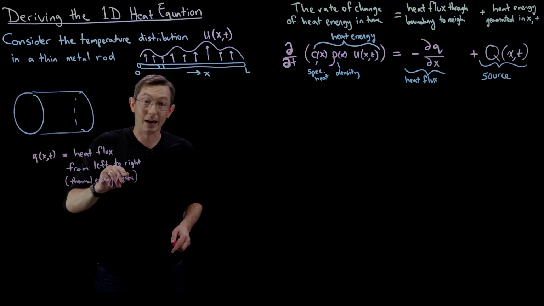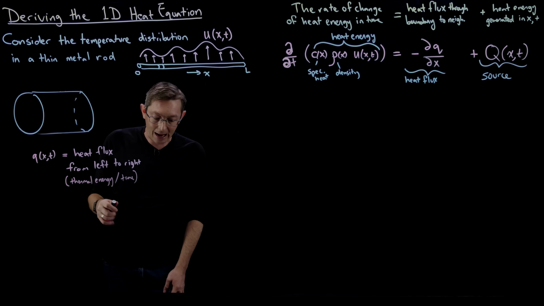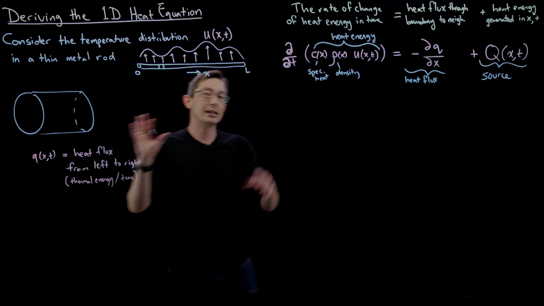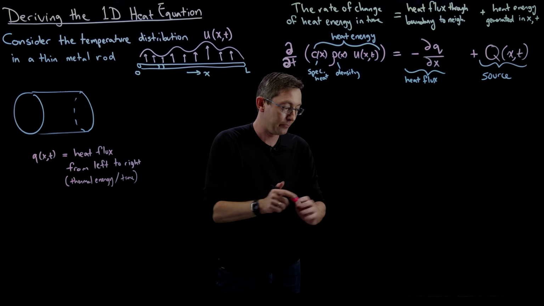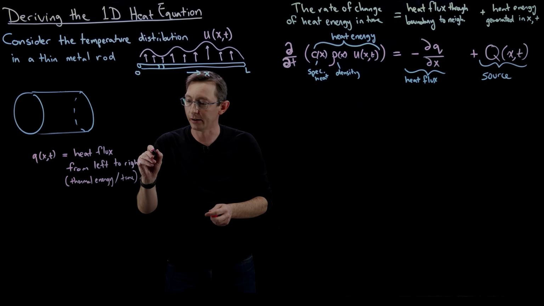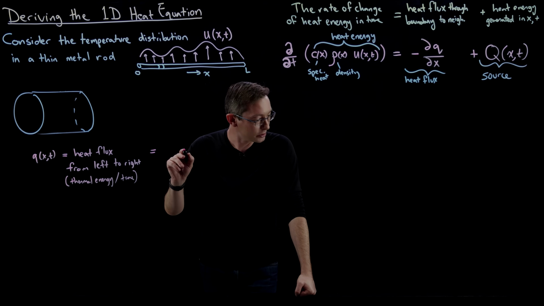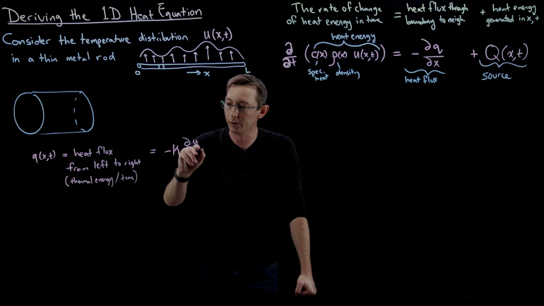And this has the units of thermal energy per time. That's what this heat flux is. And we will figure out what this Q is using Fourier's law of heat conduction. And maybe I'll tell you what it is, I don't want to beat around the bush. This is equal to some minus kappa partial u partial x.